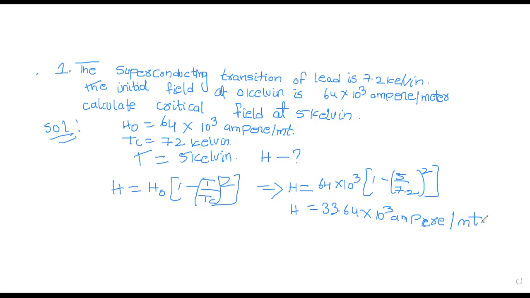So what is the formula relating H naught, TC, T and H? H is equal to H naught into 1 minus T by TC whole square. So H is equal to 64 into 10 power of 3 into 1 minus 5 by 7.2 whole square. Now H is equal to 33.64 into 10 power of 3 ampere per meter.